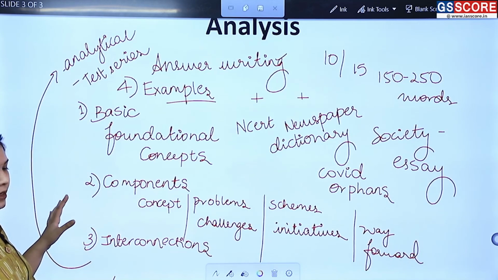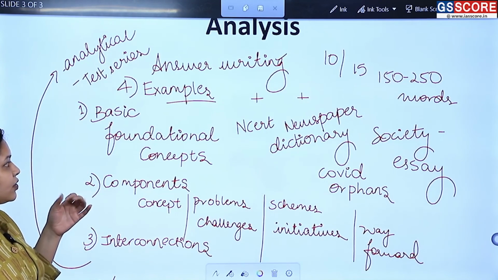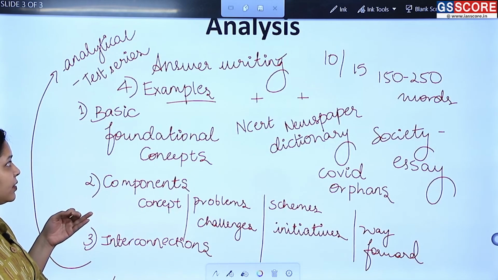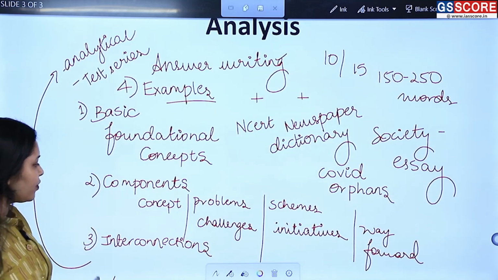Okay. So by and large, these are the ways in which your answer writing can be taken forward, right? So we have tackled what the resources are, how we deconstruct the syllabus, and what the methods are in which answer writing can be approached. This could be a general approach.